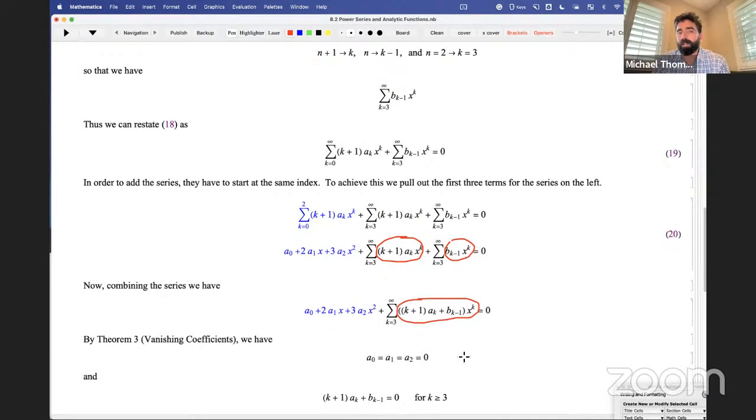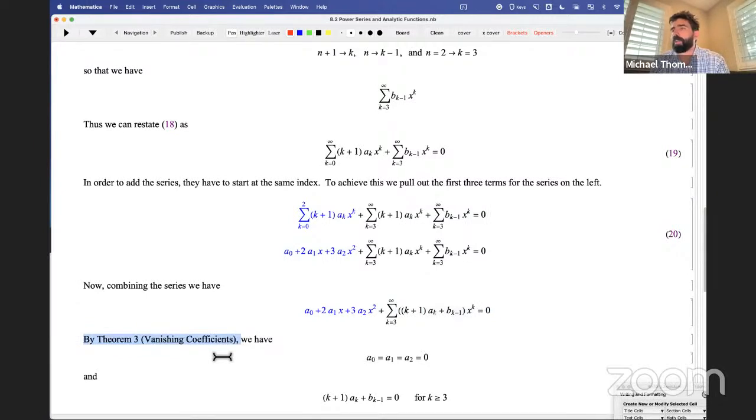Okay, so now look, what is this thing? Well, that's just an infinite polynomial, right? It's got a constant term, an x term, an x squared term. This one picks up on the x cubed term, then x to the fourth and x to the fifth. And we know the infinite polynomial is equal to 0. We can use the vanishing coefficients theorem. But this should feel fairly intuitive.